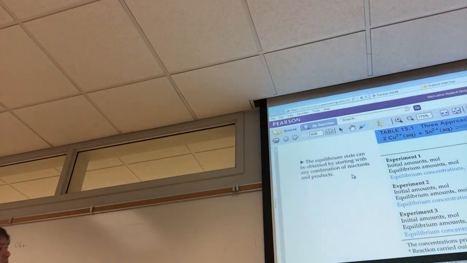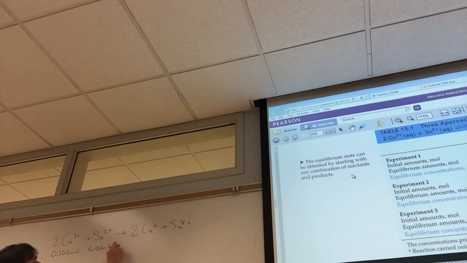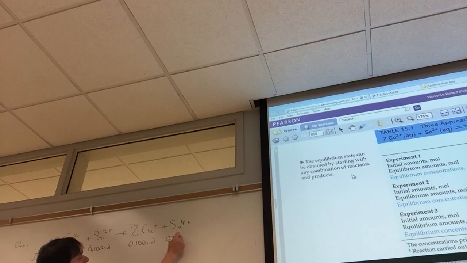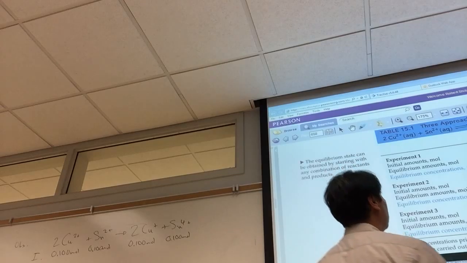The next experiment, which is copper 2 plus tin 2, need 2 of those, is going to yield 2 copper 1s plus a tin 4. We set up our ice table like this. Initially, we're going to put 0.100 moles of each in here, just so we can see if some kind of pattern emerges in how we should treat these stoichiometrically.